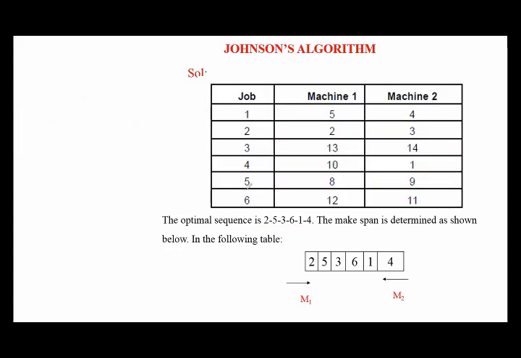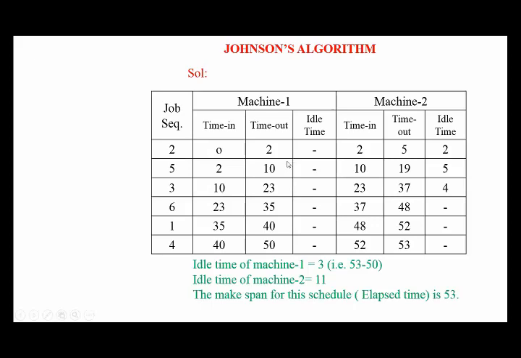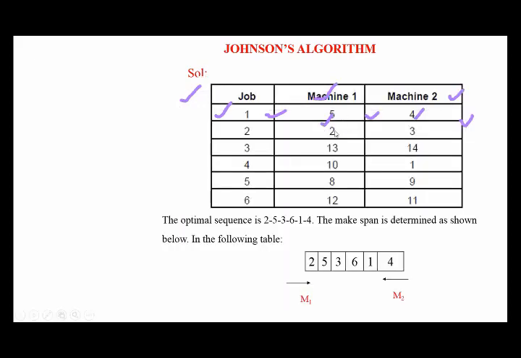And coming to the next step, here we obtain the sequence. Based on the sequence, we are going to calculate the time in, time out for all jobs. So in this table, we have taken the job sequence, machine 1 and machine 2. Here for machine 1, we have chosen time in, time out, idle time. Similarly for machine 2 also, we have chosen time in, time out, idle time. Here each job has its own processing times. Those are mentioned in this table.